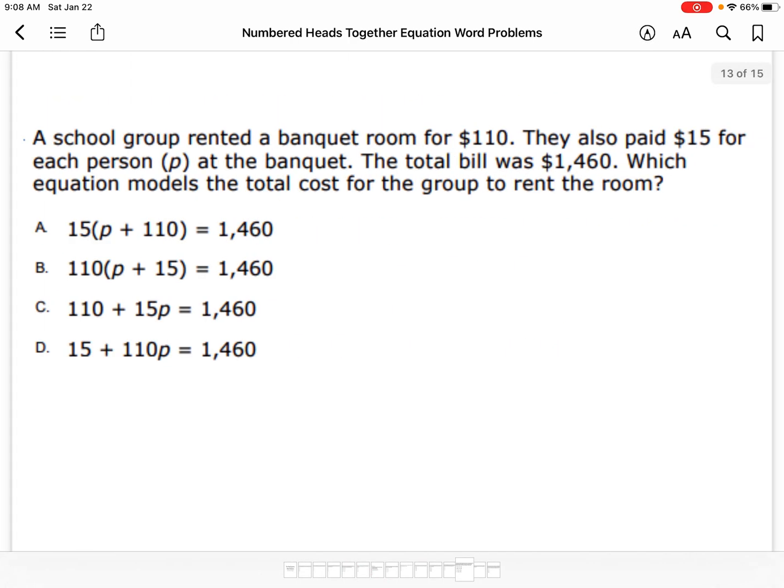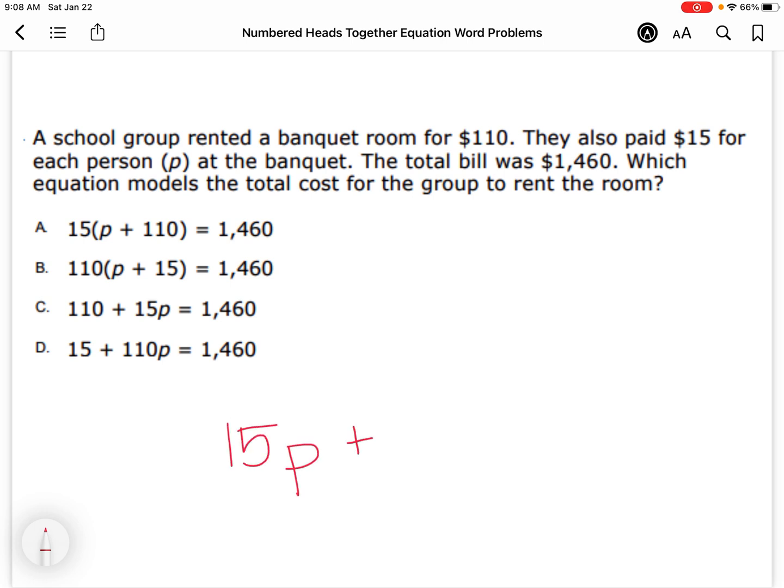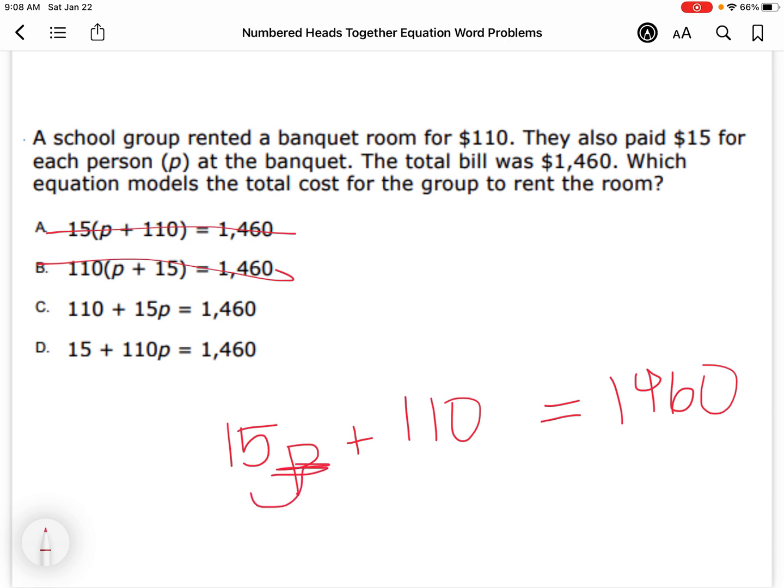A school rented a banquet room for $110. They also paid $15 per person at the banquet. The total bill was $1,460. Which equation models the total cost? Well, okay, so they paid $15 for each person plus just a flat fee of $110. So they didn't pay $110 for each person, so that's why we're not using those parentheses. Then the total bill was $1,460. So the person rate goes with the 15. So it should be C.